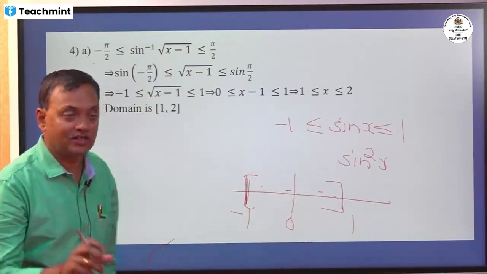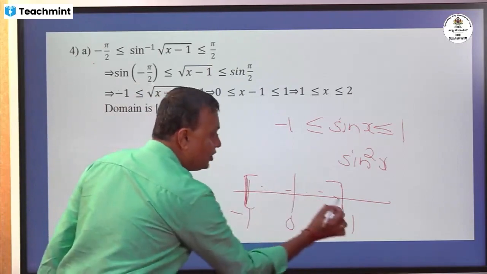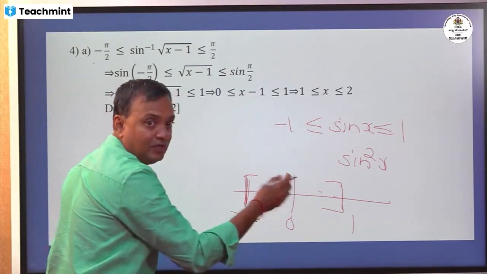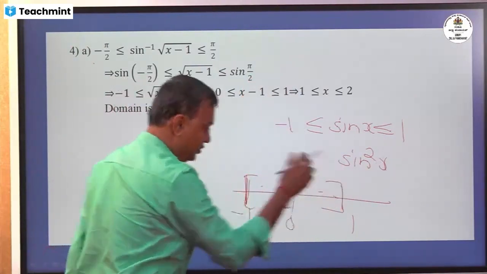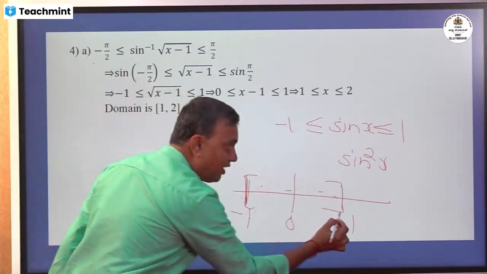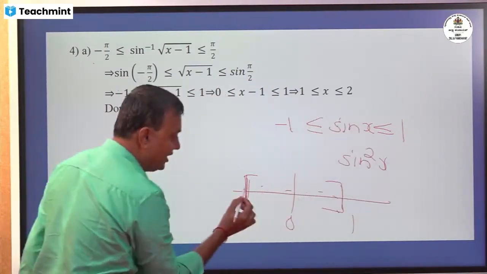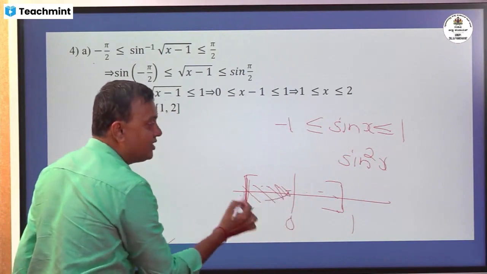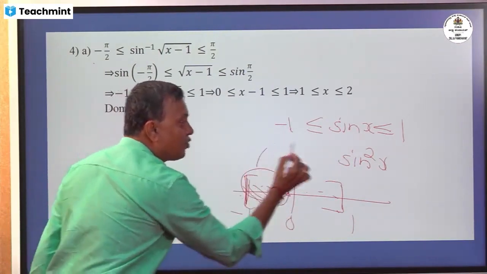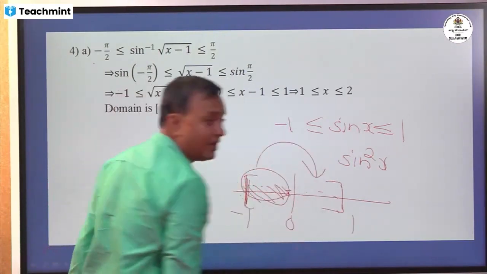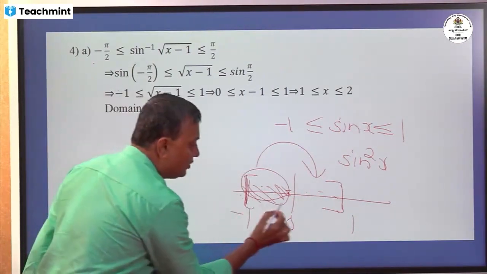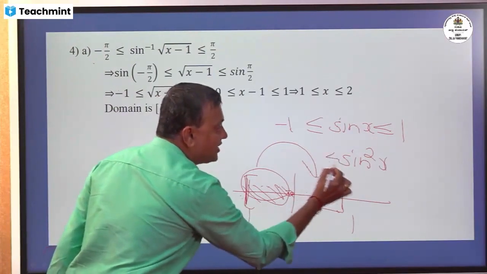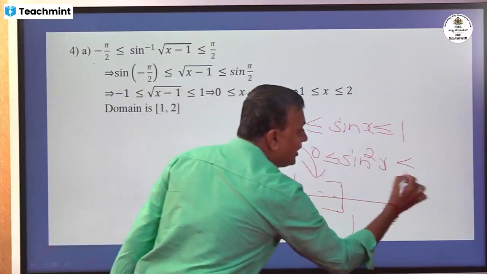What is the range of sin square x? When we say sin square x, it is not minus 1 to 1. When you take the square, you have to take only positive values. So sin x is minus 1 to 1, then sin square x makes these negatives, minus 1 to 0, coincide with positive real numbers. So the range becomes not minus 1 to 1, the range is 0 to 1. So sin square x is greater than or equal to 0, less than or equal to 1.